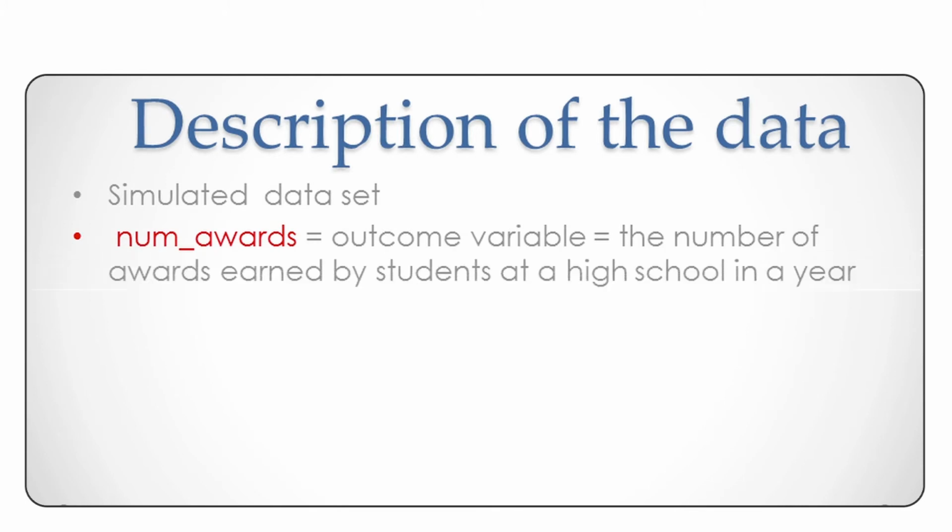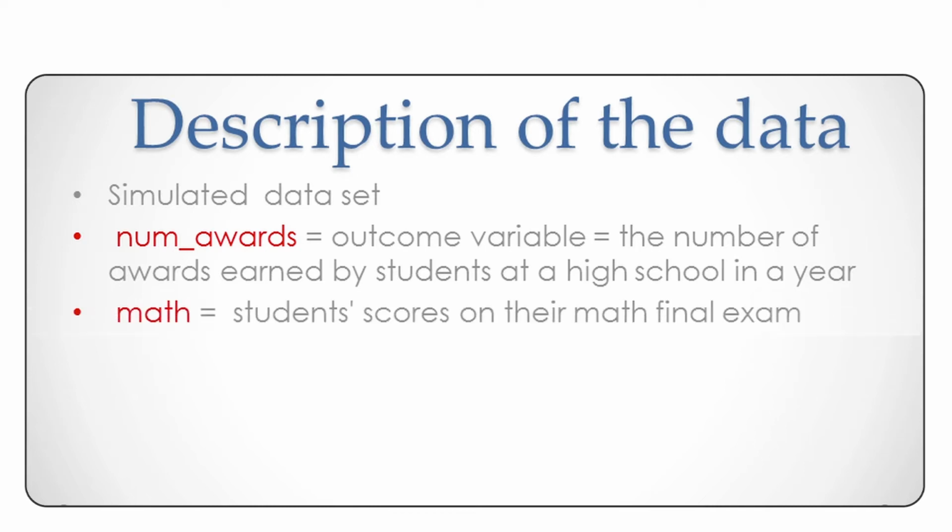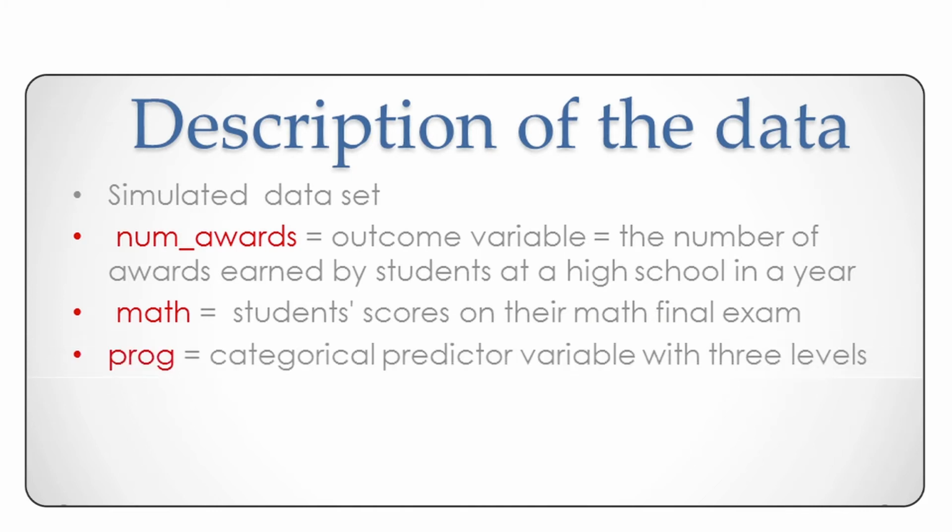Description of the data. So first, as I said, this is a simulated or artificial data set. The outcome variable is called num awards. So num awards is an outcome variable which is the number of awards earned by a student at high school in a year. The two predictors are classified as MAP, which is the student's score on their MAP final examination, and PROG, which is a categorical predictor variable with 3 levels.